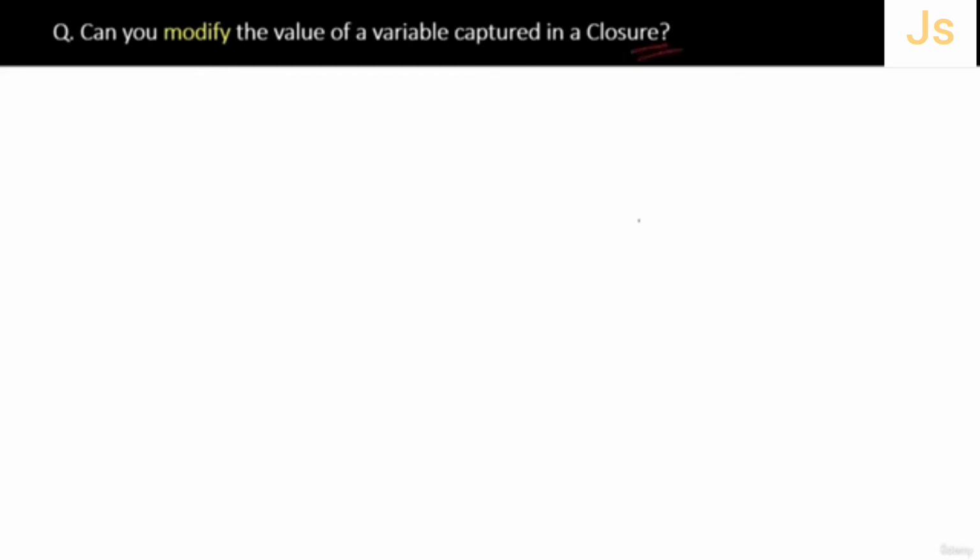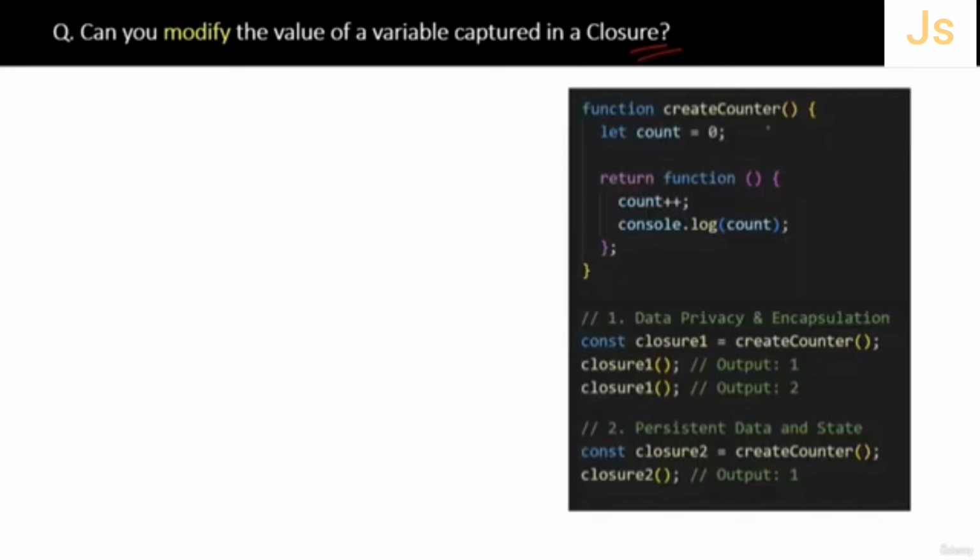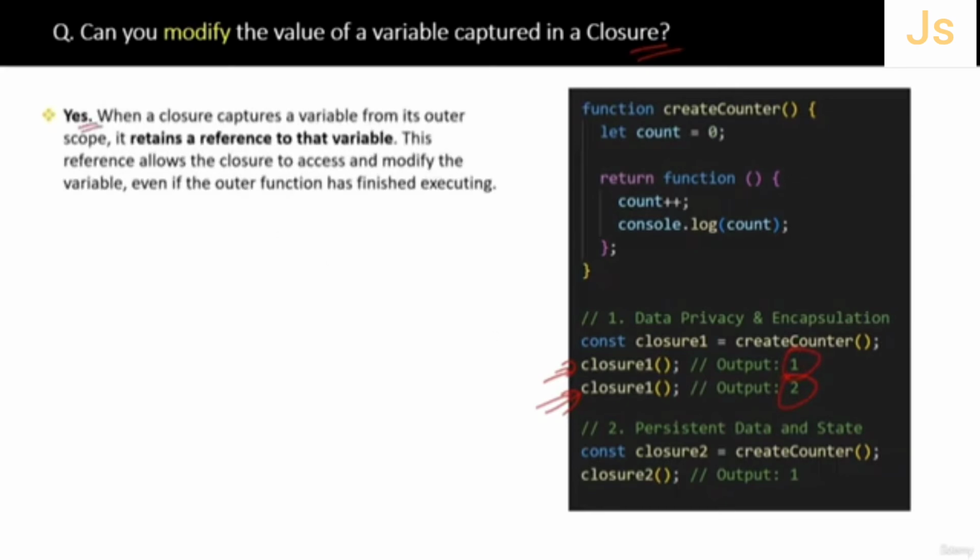Very simple question. If you see the code, by calling closure1 again and again, we are only modifying the values of the count variable only. So the answer is yes. When a closure captures a variable from the outer scopes, it retains a reference to the variable. This reference allows the closure to access and modify the variable even if the outer function has finished executing.